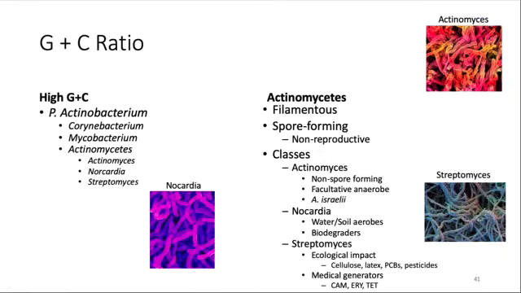Then you have a group of organisms as part of the gram-positive high GC contents known as the Actinomycetes. They are filamentous. They form spores, but their spores are not for reproductive reasons. It's mainly for survival. Within this group, we have the class Actinomyces, which is a non-spore forming group, but they are facultative anaerobes. So they will form these hyphae-like ends, just like fungi.